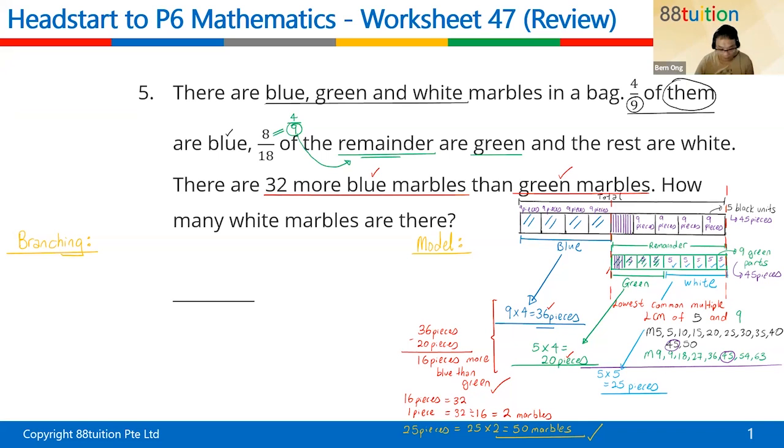Okay, come. So the branching method, hey children, check this out. Branching method, I will always start off with a box here. And this box actually shows the what? This box, I call it the total. And as a total, I will call it the 1 unit. So everything starts off with 1 unit.